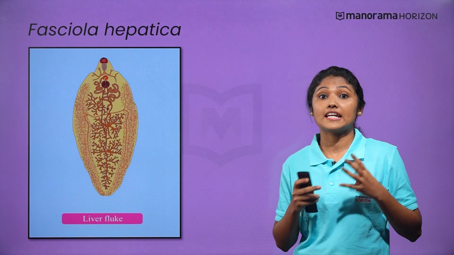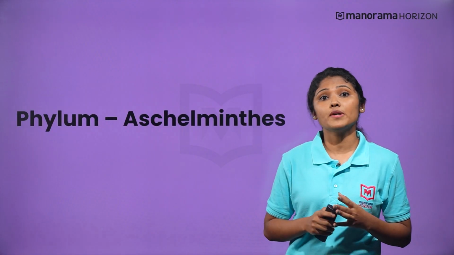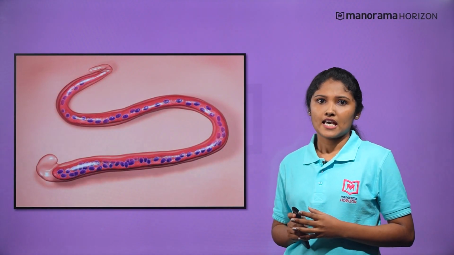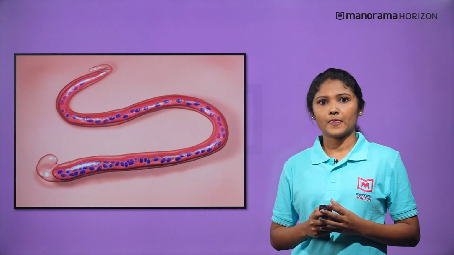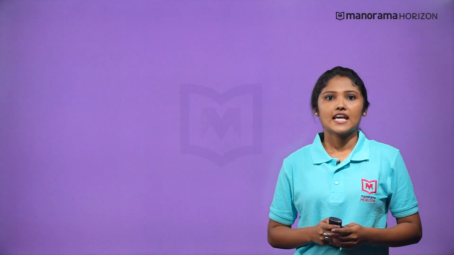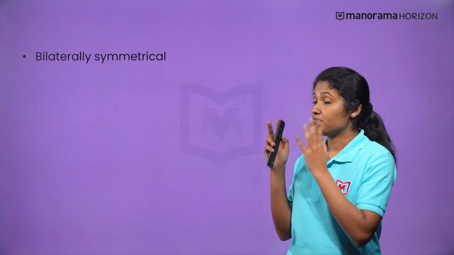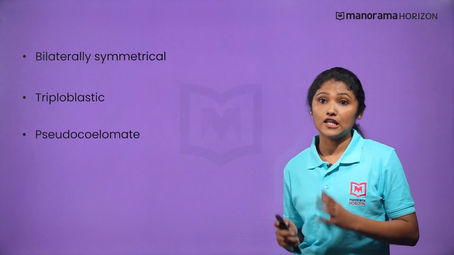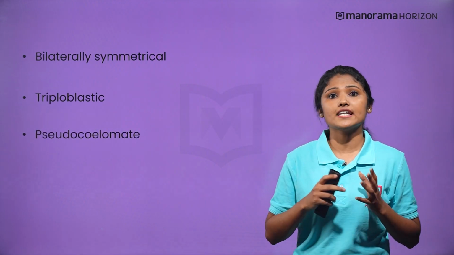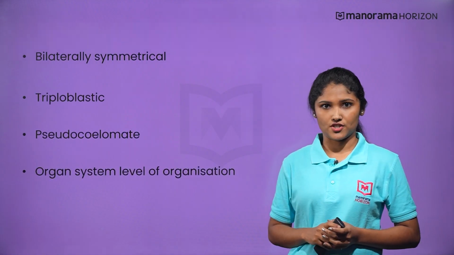Now we are moving to the next phylum, that is phylum Aschelminthes. These are commonly called roundworms. The name itself suggests that their body is round or circular when seen cross-sectionally. They may be free-living, aquatic and terrestrial, or parasitic in plants and animals. They are bilaterally symmetrical, triploblastic, and pseudocoelomates. They have organ systems, thus they possess organ system level of organization.